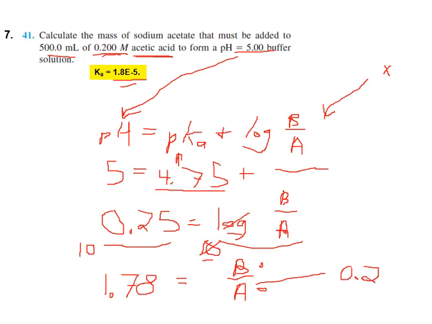So if we know what this is here, and if we know what this is, then can we figure out what B is? Yes. In fact, all we have to do is multiply the 1.78 times the 0.2. Okay, so when we do that, that will give us B. It will give us the concentration of B. So let me just do that. I'm going to do this on the calculator. It's 0.356.